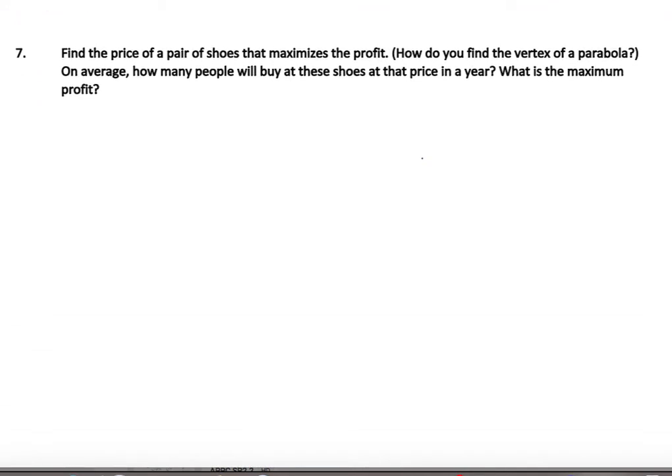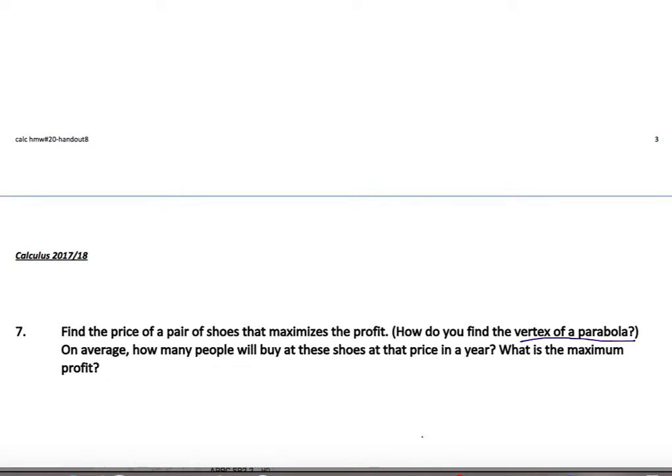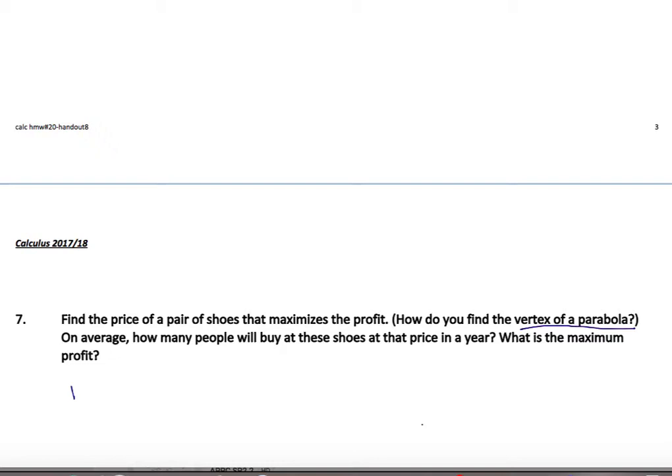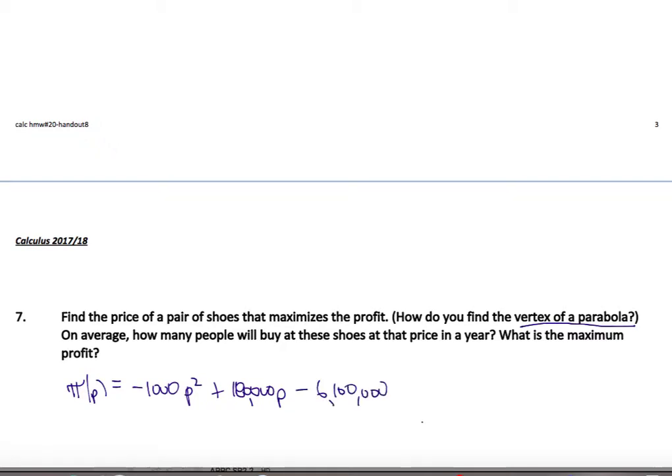Going on, number 7. So we want to find the price of the pair of shoes that maximizes this profit. And the hint here is that it involves the vertex of a parabola. It's a terrible underline. The vertex of a parabola. And then we want to know how many people will buy these shoes at that price and what is the maximum profit. So I'm going to pull down my profit function, which is negative 1,000 P squared plus 180,000 times P minus 6,100,000.